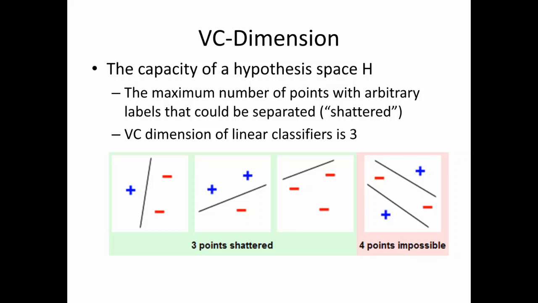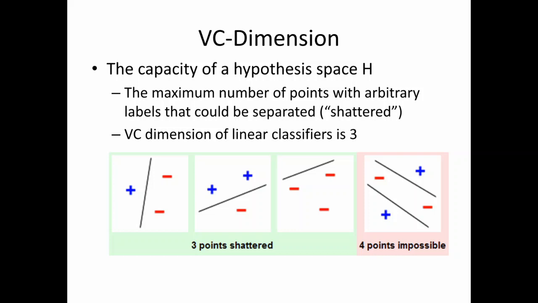Lastly, we'll discuss something called VC dimension. VC dimension captures the capacity of a hypothesis space. The bigger the VC dimension, the more expressive the hypothesis space is. And it's defined as follows. A hypothesis space H has VC dimension of n if for any n data points with arbitrary labels, there is some hypothesis h in the space that can correctly classify them.